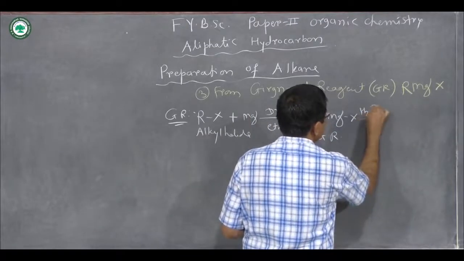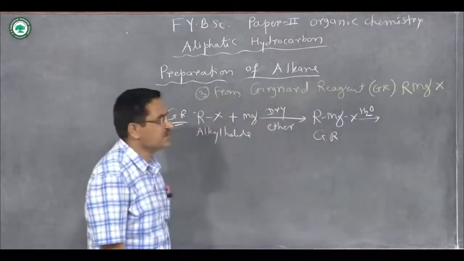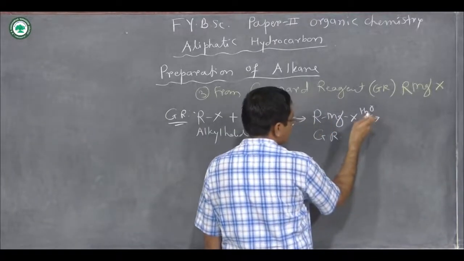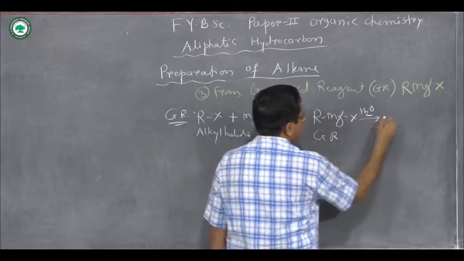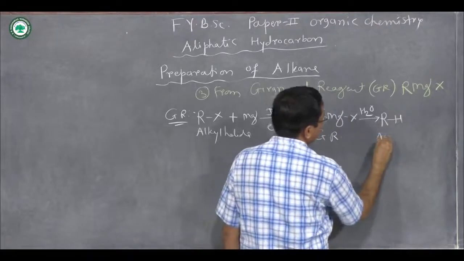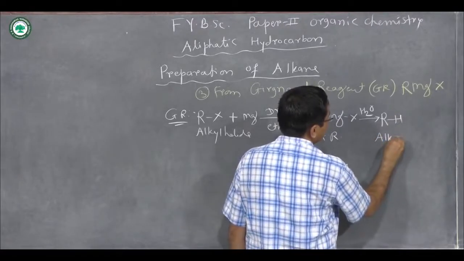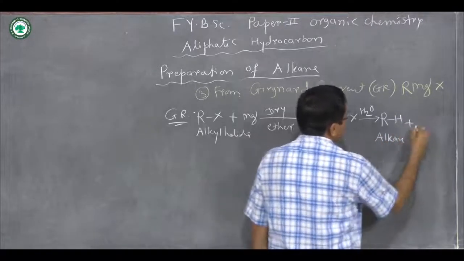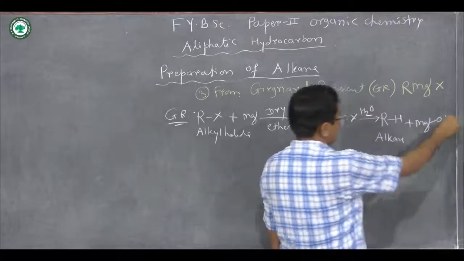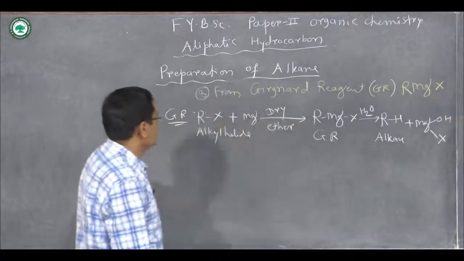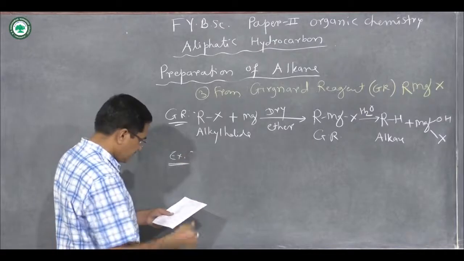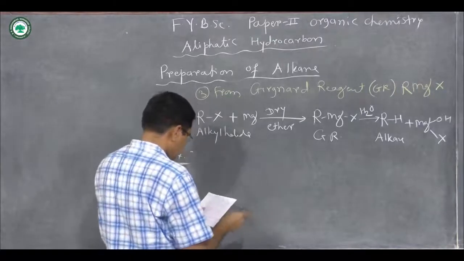And when hydrolysis of this Grignard reagent takes place, hydrogen comes from the water molecule and R combines with it to form RH. This is alkane, plus a side product. Now we take some examples.